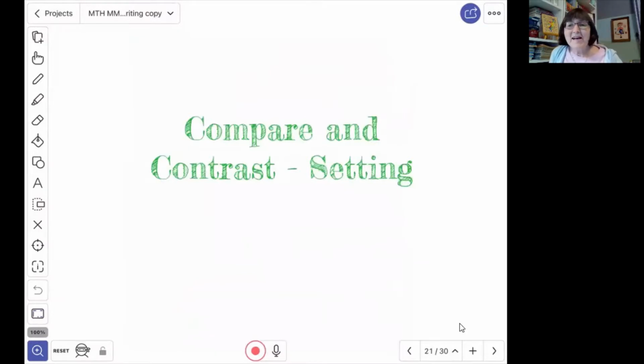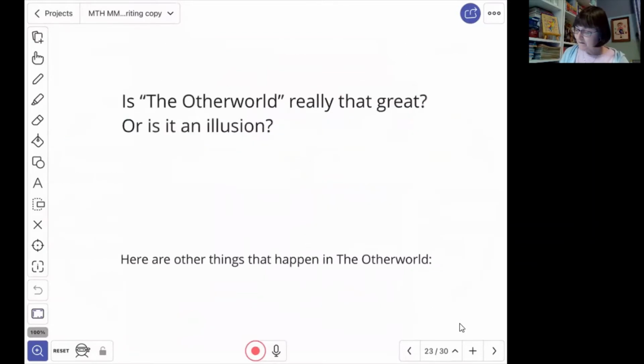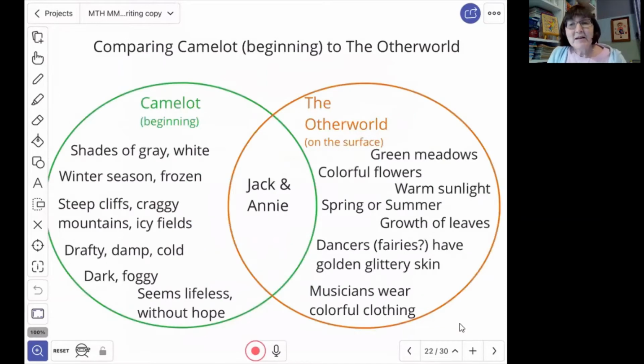The other compare and contrast that's interesting to do with this book is looking at Camelot versus the other world. So we have these two places, Camelot, the other world. Well, when I want to compare two things, I go to my Venn diagram. So here in the green circle, I have Camelot from the beginning of the story. I'm not looking at Camelot at the end of the story, just at Camelot from the beginning of the story. And in the orange circle, I'm putting the other world, what it looks like on the surface.